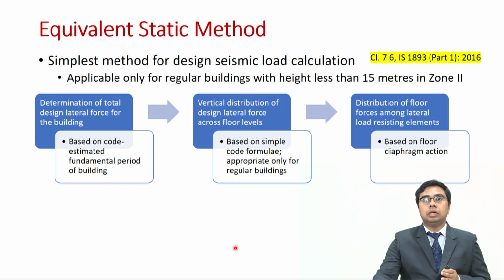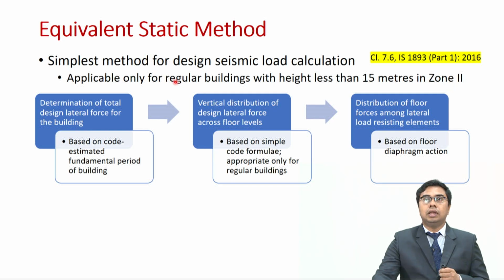When it comes to equivalent static method, this is the simplest method for design seismic load calculation and is applicable only for regular buildings with height less than 15 meters in zone 2. So, you cannot apply equivalent static method to determine design seismic load for any building located in seismic zones 3, 4 and 5. We will look at these seismic zones as we go through this lecture.